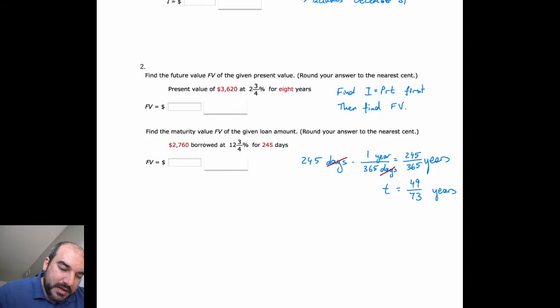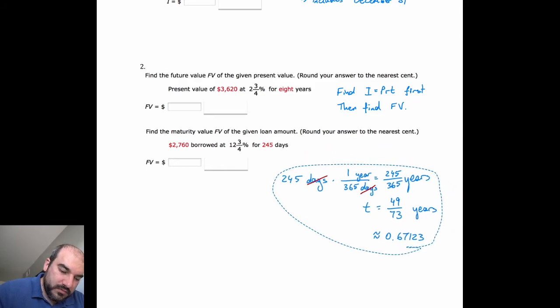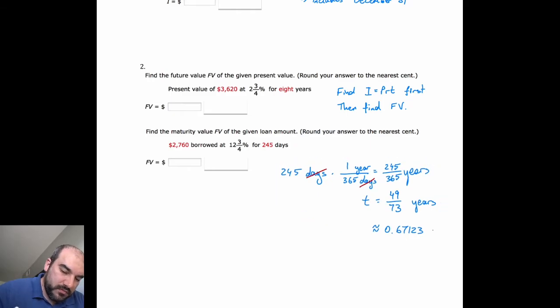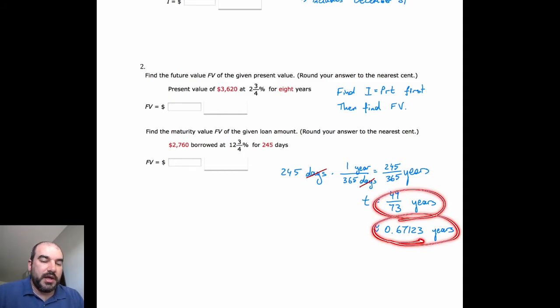So we could say t is equal to 49 over 73 and just plug that into our formula, or we can just do 49 divided by 73 on a calculator, and I would say keep like 4 or 5 decimal places, so that would be 0.67123. I would keep 5 decimal places just to be safe there. Years. So you can use either one of these two in your formula.